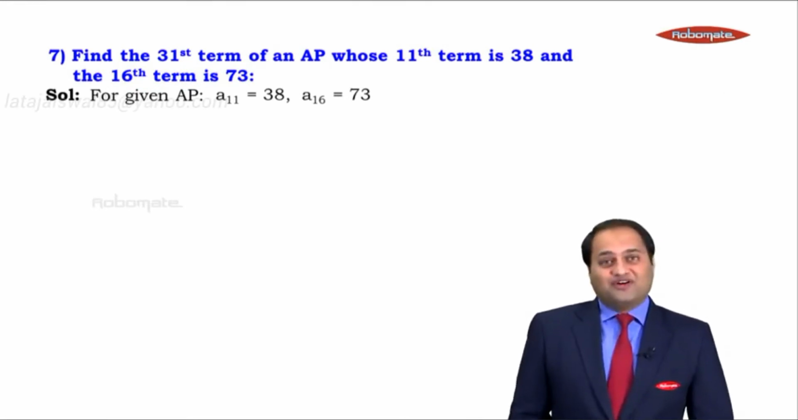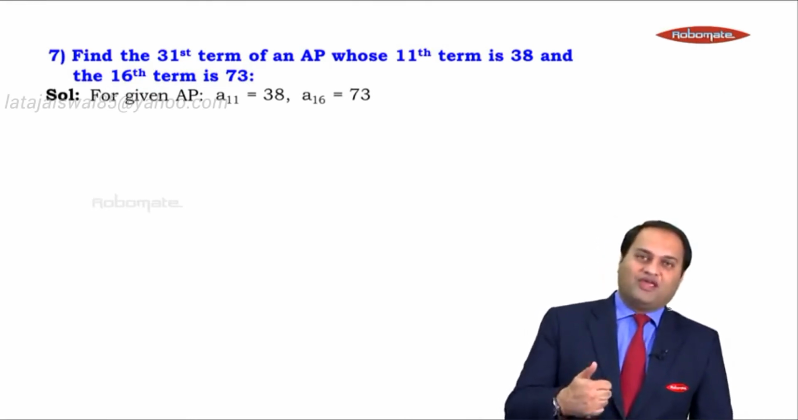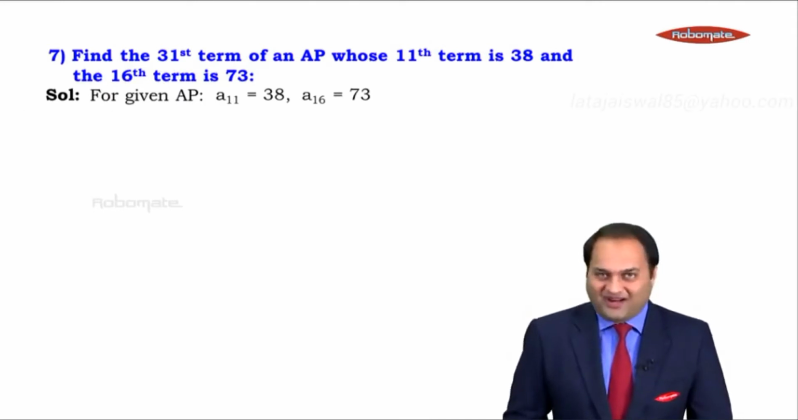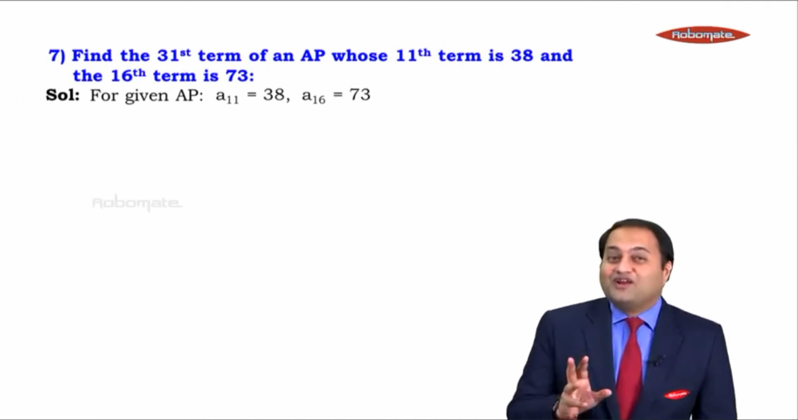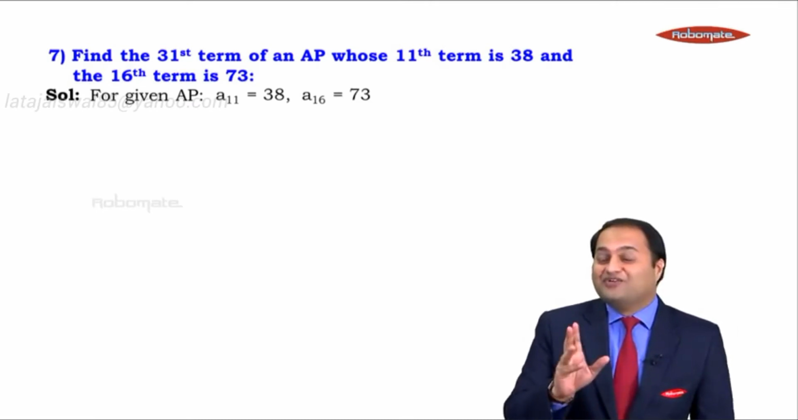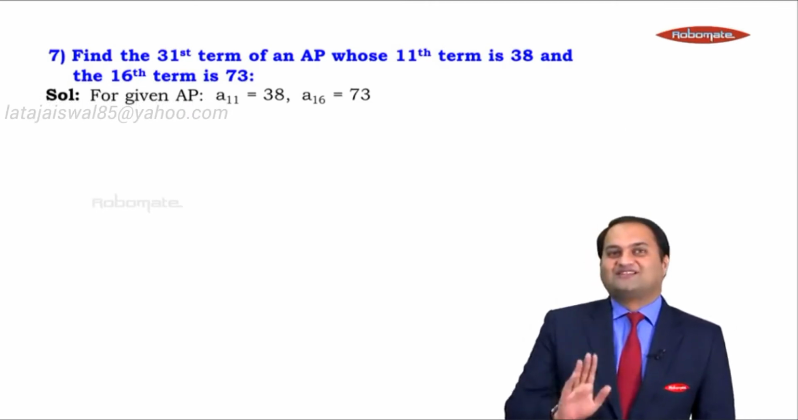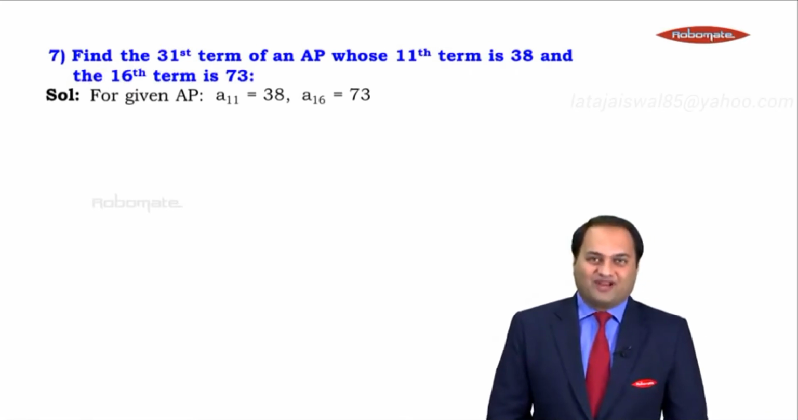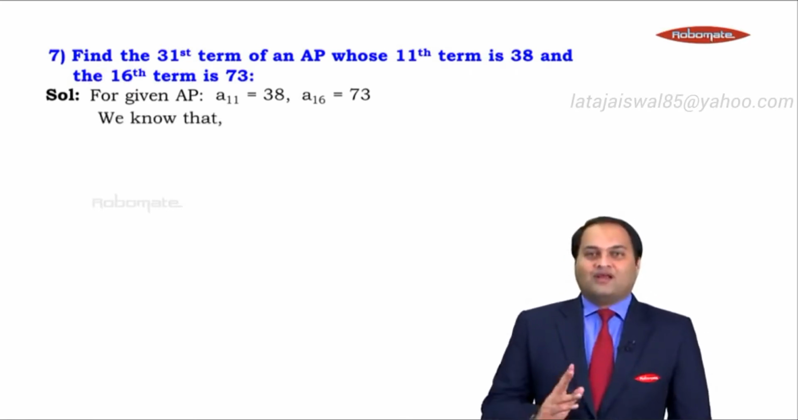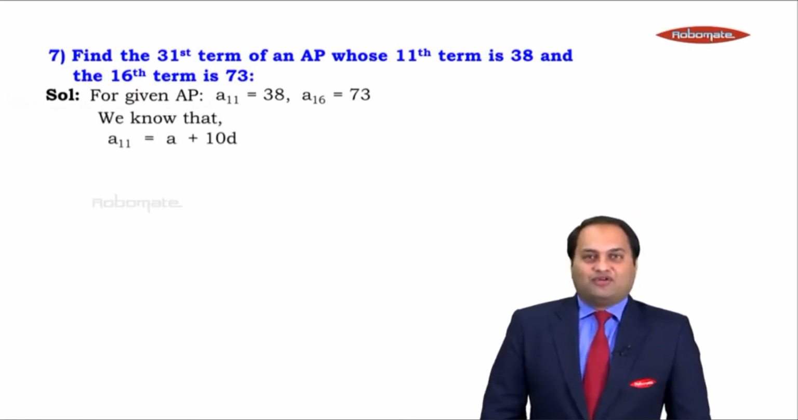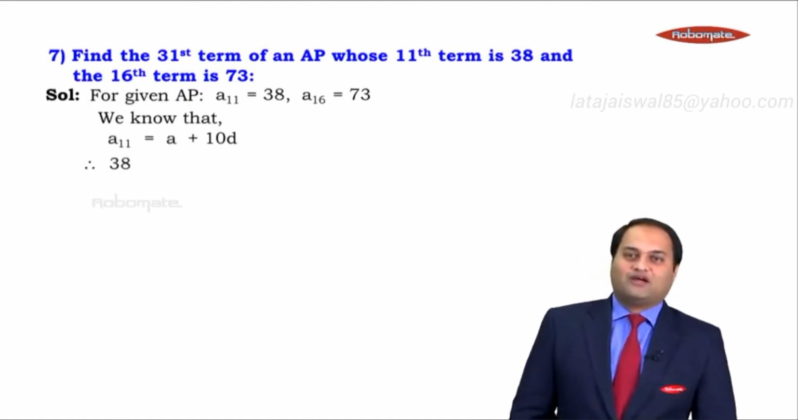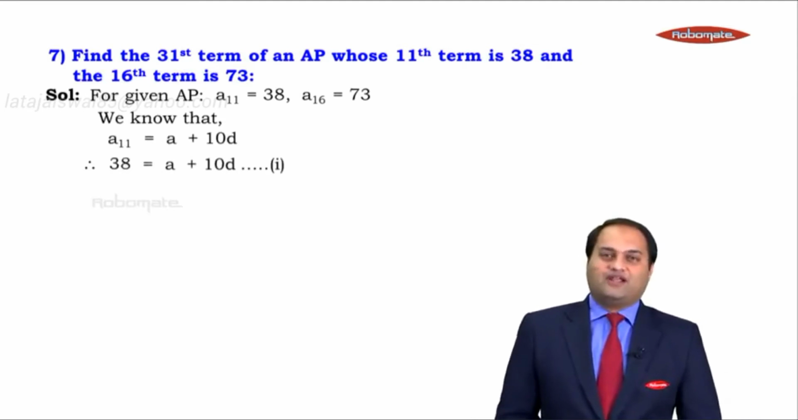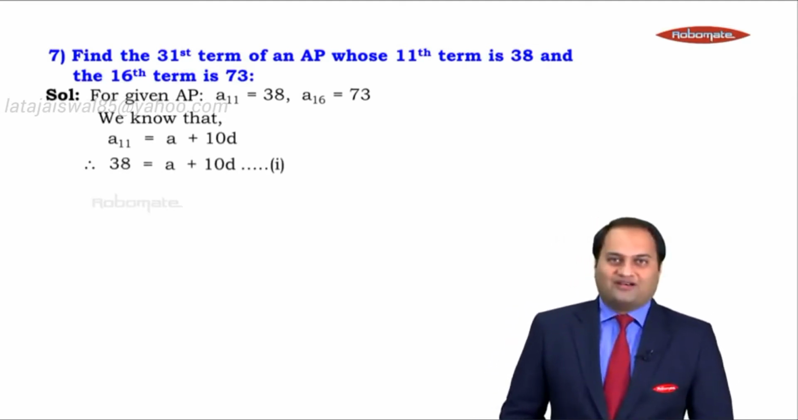To find the 31st term, we need the values of A and D, right? To find A and D, this is what is given to us. You remember such sums? We used to get two linear equations. The sums are similar to this, right? So let's do it. Let's start with A11. We know that A11 is equal to A plus 10D, right? So we get 38 is equal to A plus 10D. Let this be equation number 1.